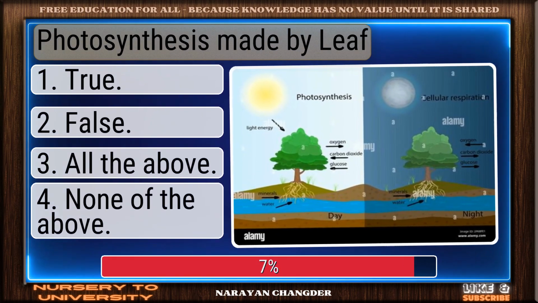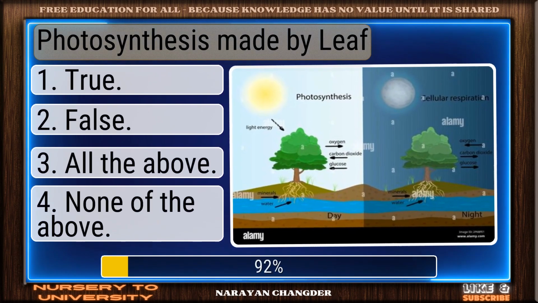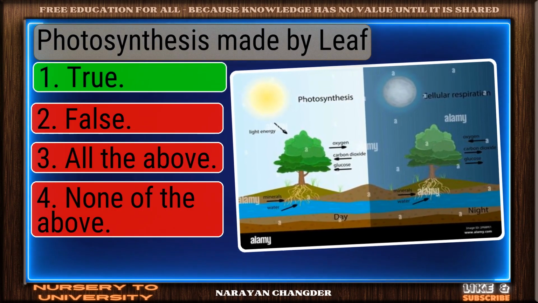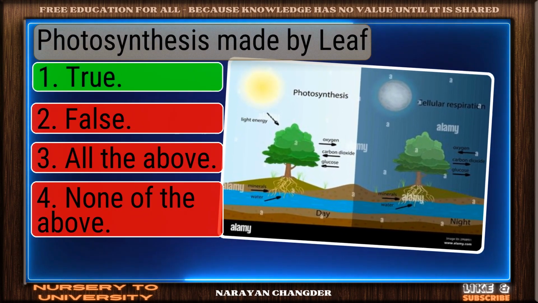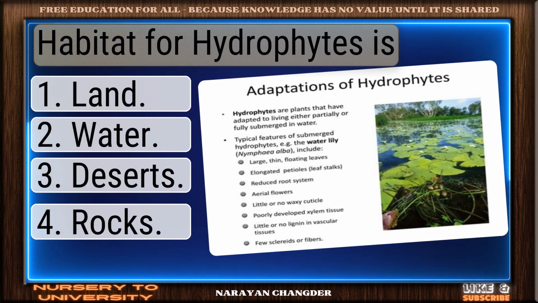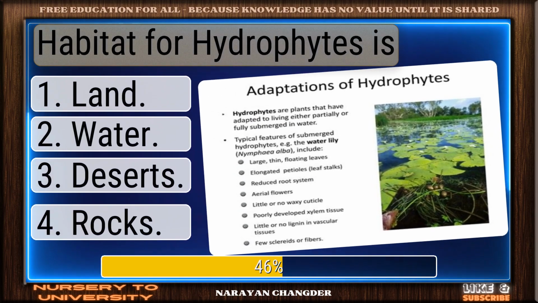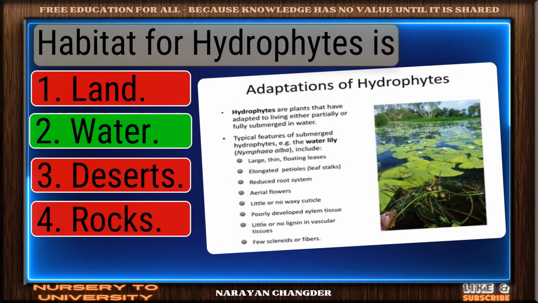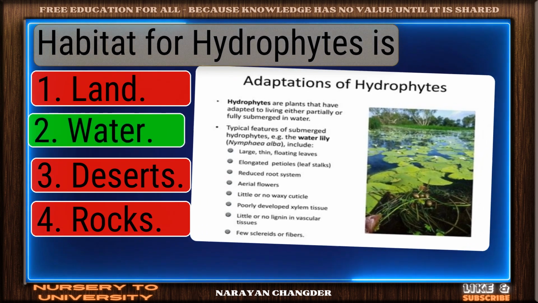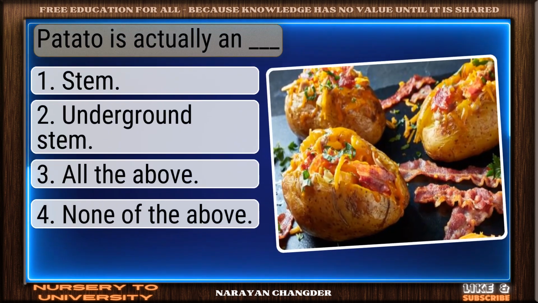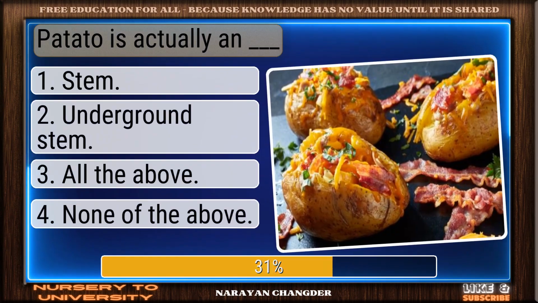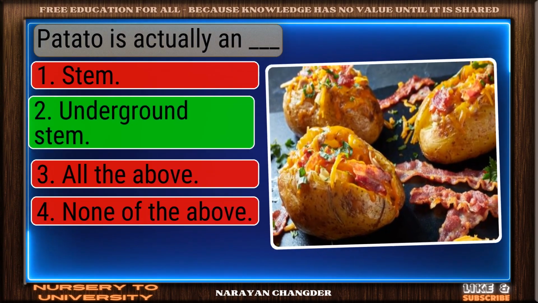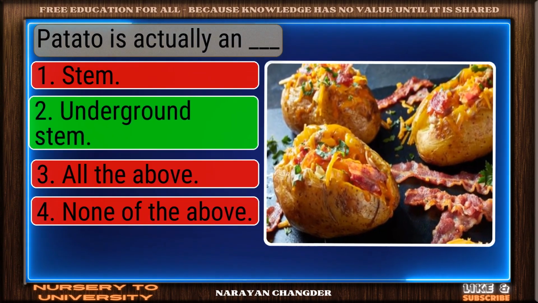Photosynthesis is made by the leaf. Good job. Your answer true works well here. Habitat for hydrophytes is... Right again. Water is a valid answer. Potato is actually an dash. Bravo. Underground stem is the answer.